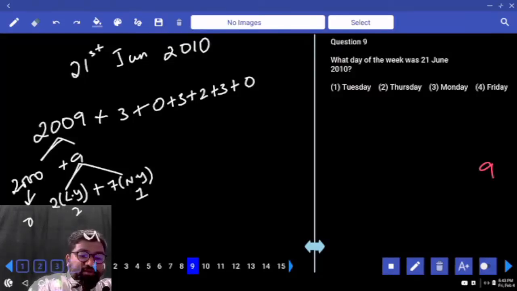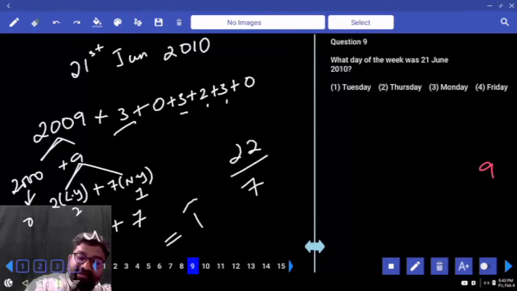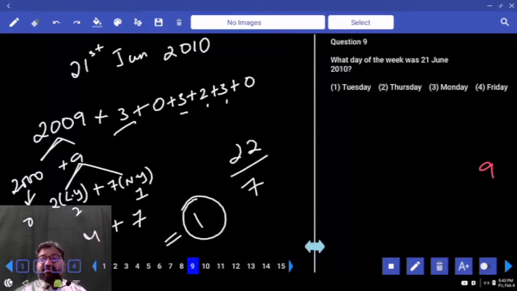2 into 2, 4 plus 7, 11 plus 3, 14 plus 3, 17 plus 2, 19 plus 3, 22. 22 by 7, remainder 1. What is 1? Monday. Monday is which option? Clear? Come on. This is how you do it.